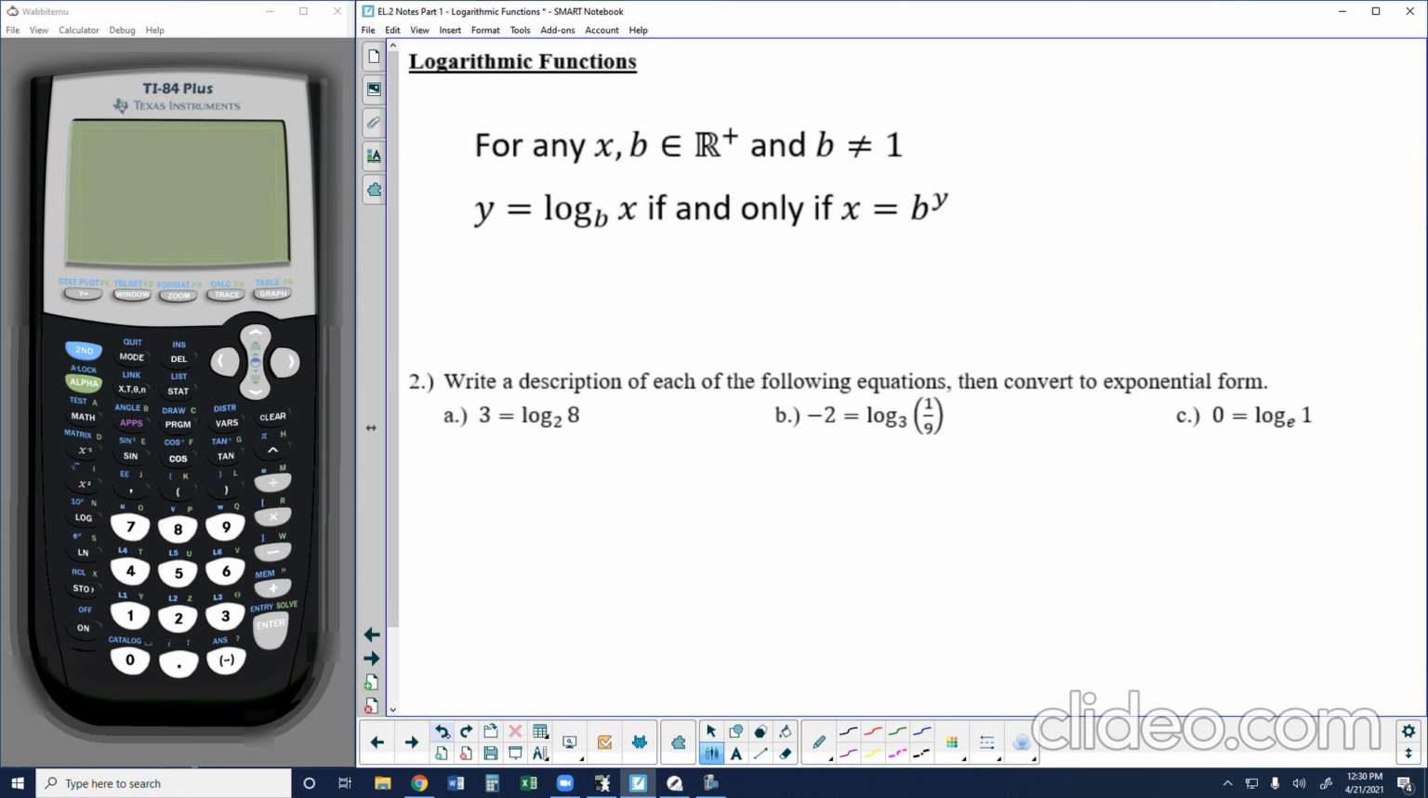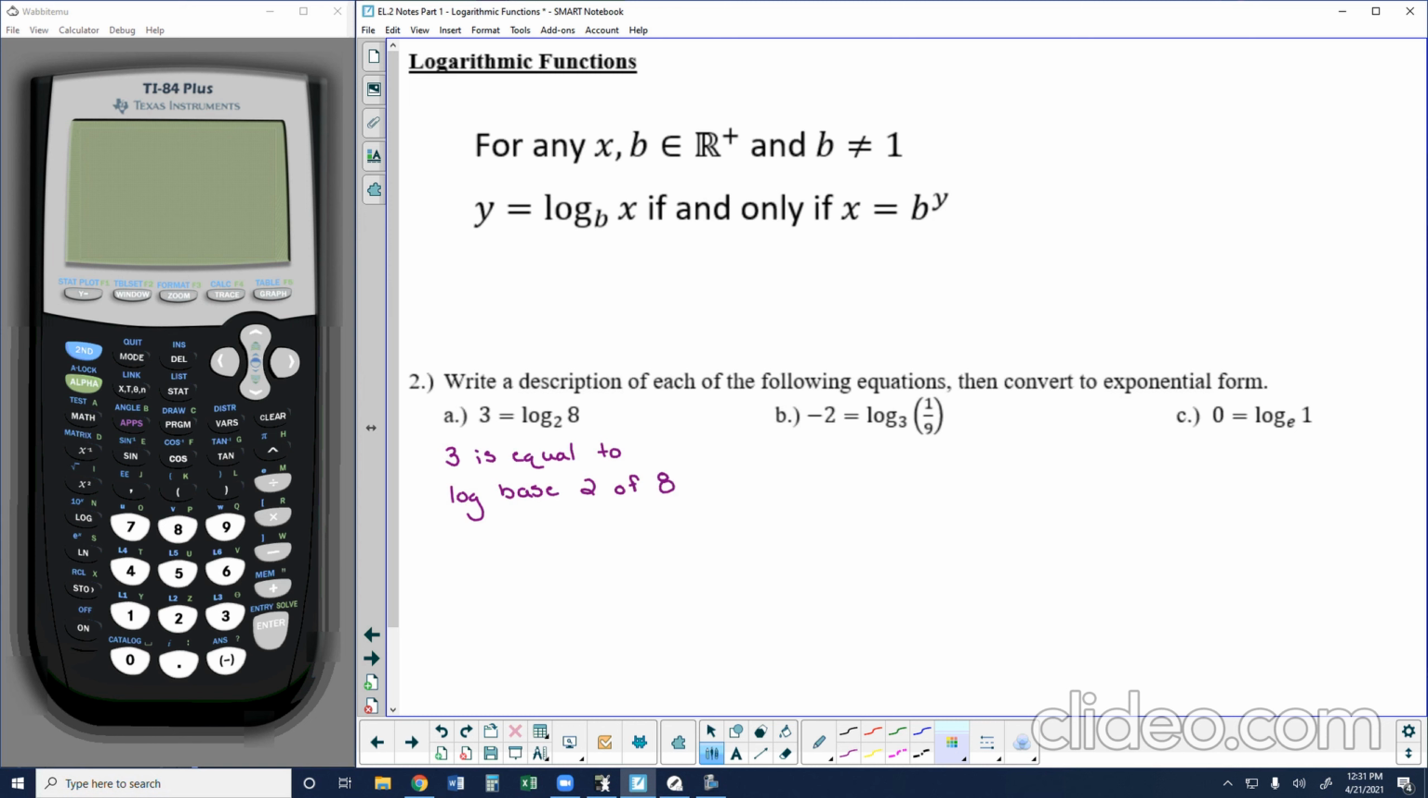So in problem 2, it says write a description for each of the following equations, then convert to exponential form. A description would be how we would talk about this. So how I could represent this equation, representation A, would be 3 is equal to log base 2 of 8. So that's how we would describe this equation: 3 is equal to log base 2 of 8.